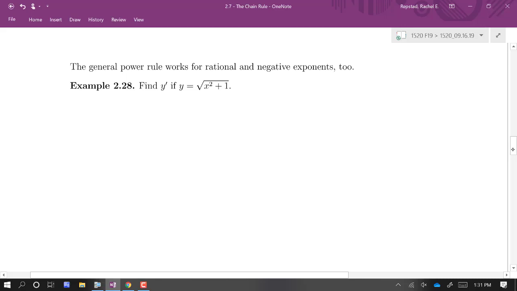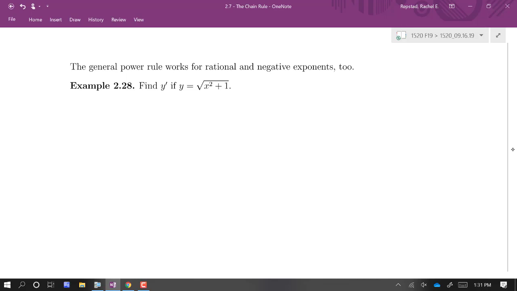Now I've got some good news for you. Are you ready? Were you waiting for good news? More good news? This general power rule works even if our exponents aren't positive whole numbers. We've been really just focusing on polynomials and parentheses to some positive whole number. But it also works on fraction exponents. It also works on negative exponents.